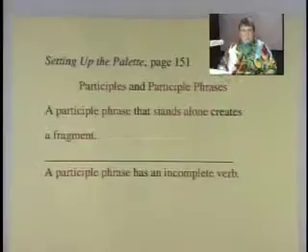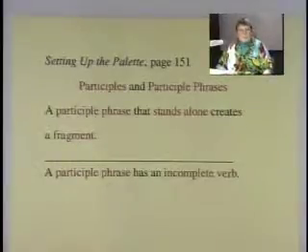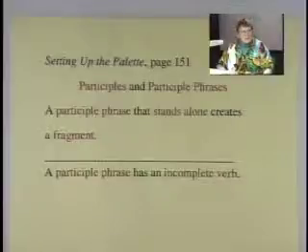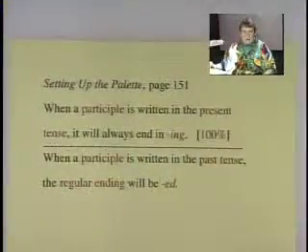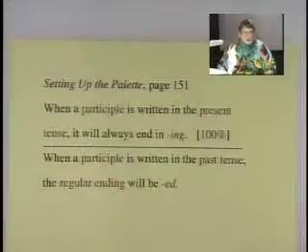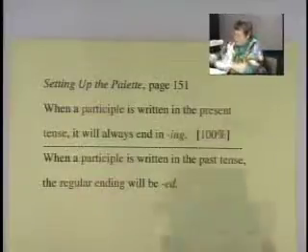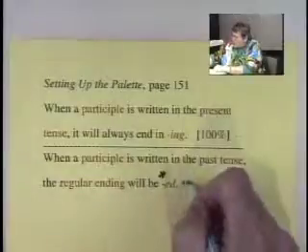Let's try the participles. And these are the other half verbs. On page 151, I would highlight selectively what you need to know. A participle phrase standing alone creates a fragment, and a participle phrase has an incomplete verb. Now here's some good news. When a participle is written in the present tense, it will end in ing 100% of the time, that's a rare thing to say. When a participle is written in the past tense, the regular ending will be ed, but I want you to star this past tense. And I want you to make a note.